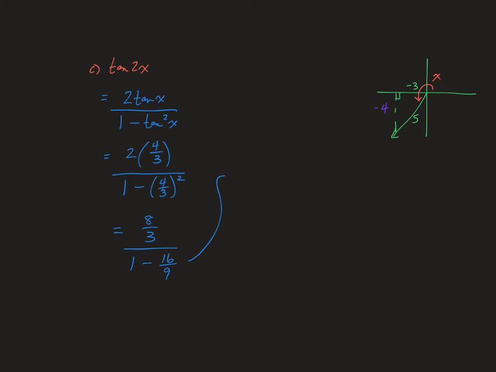Now that we have that, I need to simplify my denominator, which means let's get a common denominator. My 1 will be 9/9, so when I subtract them, I'm going to get negative 7/9. Now I'm dividing fractions, so I'm going to flip and multiply. When I multiply by the reciprocal, I'm going to notice that my 3 will divide out as a common factor. And so I'm going to get an answer of 24/7, and I need to make sure it's negative. There we go.